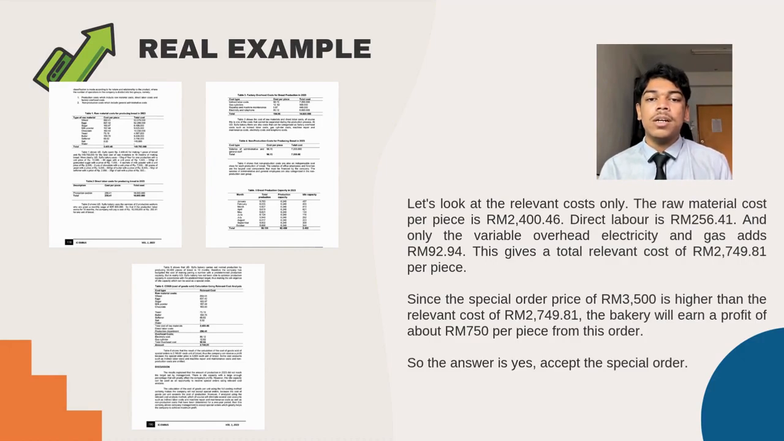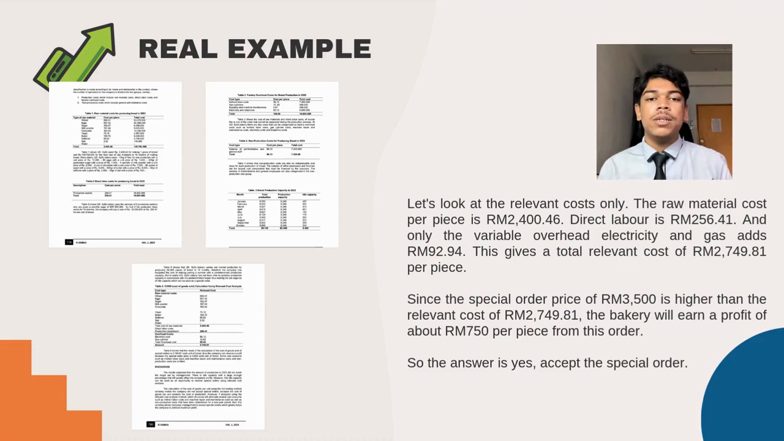The raw material cost per piece is 2,400 ringgit and 46 cents. Direct labor cost is 256 ringgit and 41 cents. And the only variable overhead, which is electricity and gas, adds up to 92 ringgit and 94 cents. This gives a total relevant cost of 2,749 ringgit and 81 cents per piece.